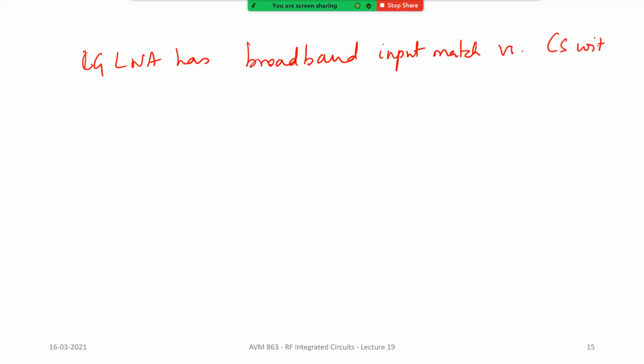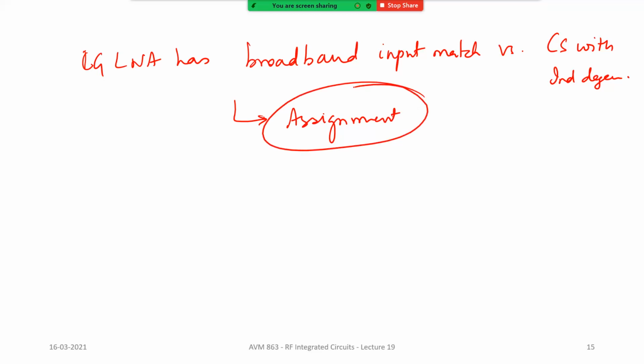You will see that the common gate LNA has a broadband input match versus a common source with inductive degeneration. Okay. So the proof for this is given in the book. I would like you to go through it. It's a very simple thing. Okay. So you should be able to understand why that is happening. All right. So let me just give it as an assignment, the proof for this particular thing. Okay. All right. So with this, we'll conclude today's class.